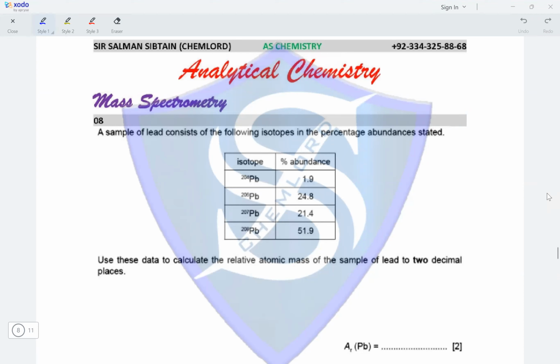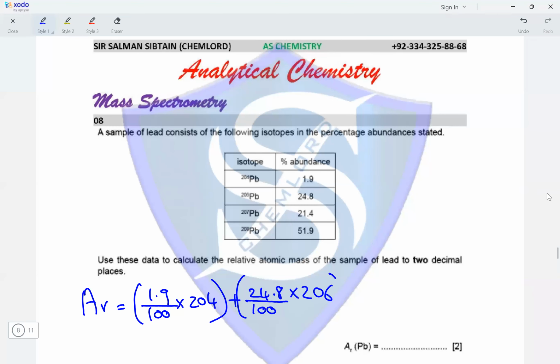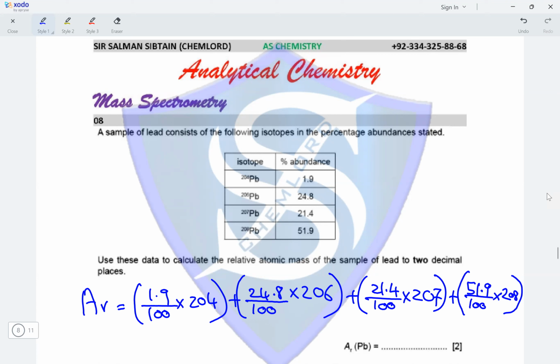Question 8. A sample of lead consists of the following isotopes in the percentage abundances stated. Use this data to calculate the relative atomic mass of the sample of lead to two decimal places. In order to calculate the Ar, we have 1.9 upon 100 into 204 plus 24.8 upon 100 into 206 plus 21.4 upon 100 into 207 plus 51.9 upon 100 into 208. Adding all these values together gives us an Ar value for lead equal to 207.21.